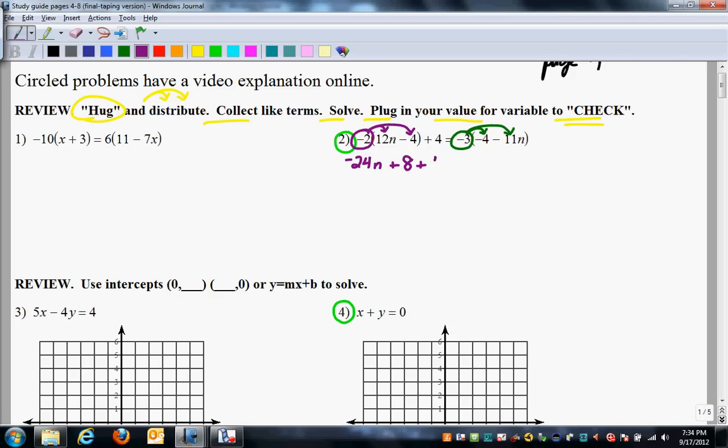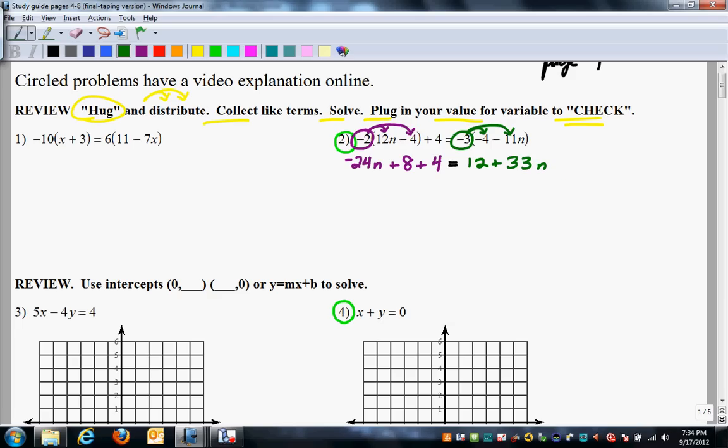Then we bring down the 4. Negative times a negative makes a positive, so it's positive 12. Negative times a negative makes a positive. Plus 3 times 11 is 33n.